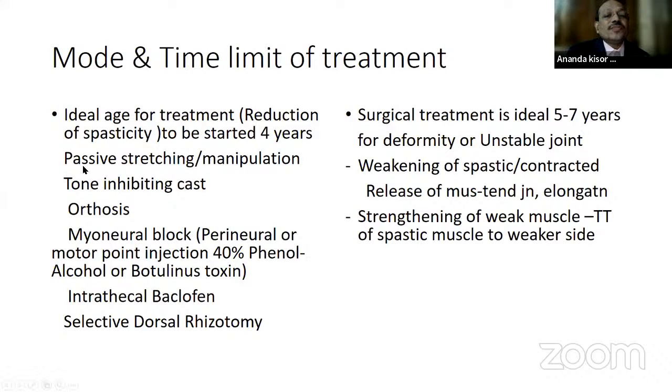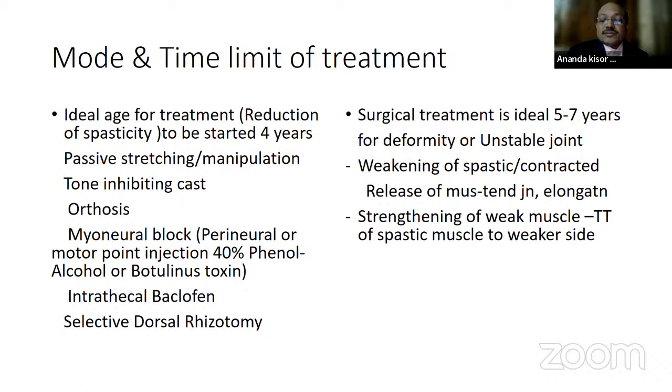Within that period, you have to do passive stretching, manipulation, tone-inhibiting casts, orthosis, and neuromuscular blocks, like the perineural or motor point injection of 40% phenol alcohol, or botulinum toxin. The 40% phenol alcohol puts a temporary blockage of the hypertonic muscle at the neuromuscular junction, whereas botulinum toxin has a little bit longer effect. But now it is not done nowadays. Another option is intrathecal baclofen or selective dorsal rhizotomy. Now, surgical treatment is considered after 4 years of age, up to 12 years of age. I've already told, the ideal age is between 5 to 7 years for the deformity or the unstable joint.